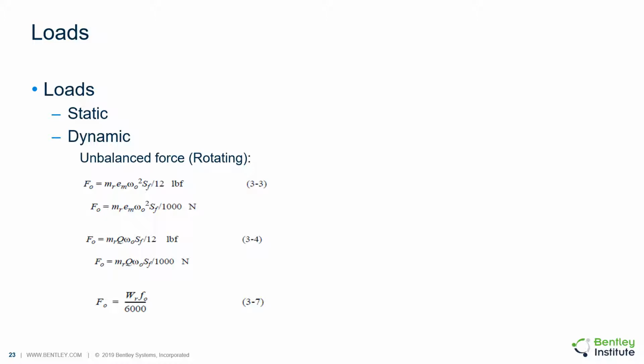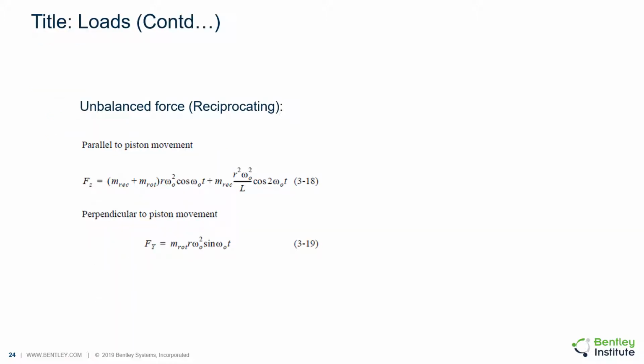Else, if no force or unbalanced information is provided by the manufacturer, you can have the software calculate the unbalanced force based on the rotating weight and the operating speed of the machine as per the clause 3.2.2 equation 3-7 shown here. This slide shows the equations that are used by the software to calculate the unbalanced forces for reciprocating machines. The first equation, 3-18, represents the unbalanced force parallel to the direction of movement of the piston.